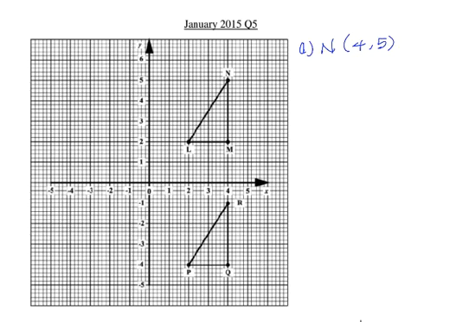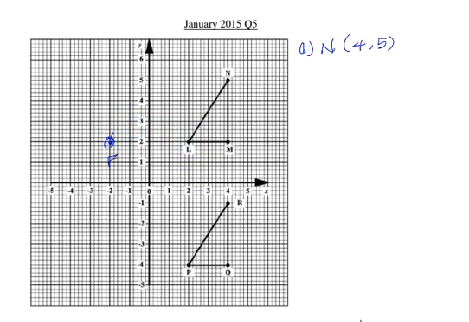So let's say that again. In a reflection, the object and image are the same distance from the mirror line on opposite sides of the mirror line. So the mirror line is the y-axis, and L is 1, 2 units from the mirror line. The image is the same distance, 1, 2, but on the other side. So this would be the image of L, and let us say that the image of L is F.